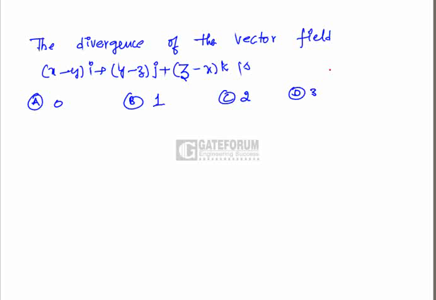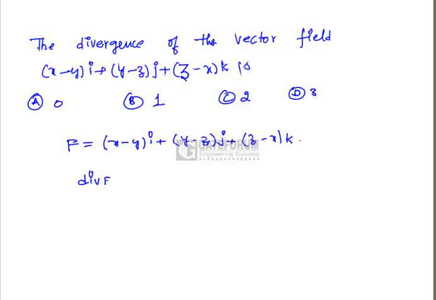The divergence of the vector field (x - y)i + (y - z)j + (z - x)k is. Now let us consider the given function as some F. F is equal to (x - y)i + (y - z)j + (z - x)k. Now we have to find the divergence of this function.